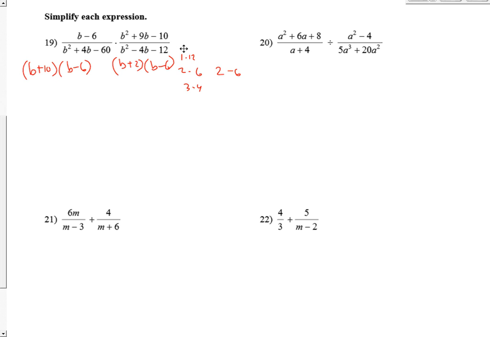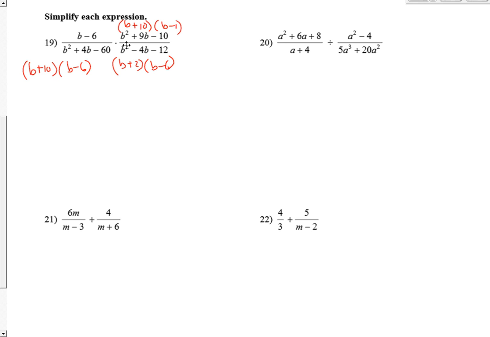Okay, so let's clean this up over here. Let's factor the numerator. b squared plus 9b minus 10. I need to subtract the factors of 10 to get 9. So 10 and negative 1. 10 minus 1 is 9. So that's going to be b plus 10. And then negative 1 gives us b minus 1. Okay? And again, I'm going to clean that up.